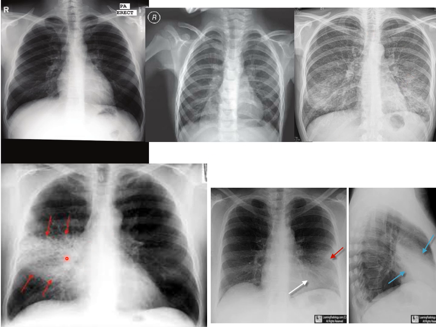Here we can see this is right middle lobe pneumonia. So this is lobar pneumonia, right middle lobe. Here this is left lower lobe infection. So this is lobar pneumonia once again.